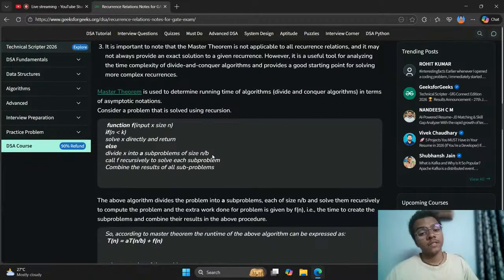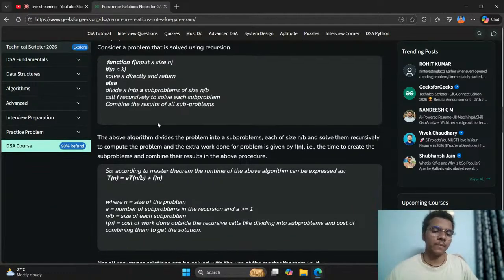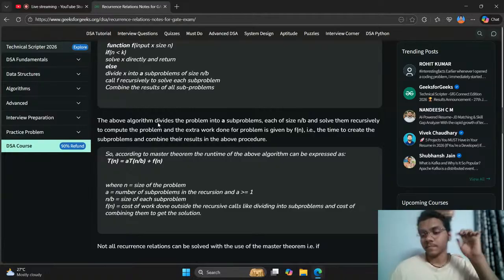The master theorem is used to determine the running time of divide and conquer algorithms in terms of asymptotic notations. Consider a problem that is solved using recursion. Function f has an input x of size n, and if n is less than k, solve x directly and return. So if the value of n is below a constant k, then you can solve x directly. Otherwise, divide x into a subproblems of size n/b, call f recursively to solve each subproblem, and combine the results of all subproblems.